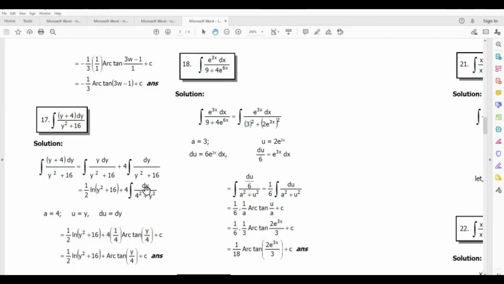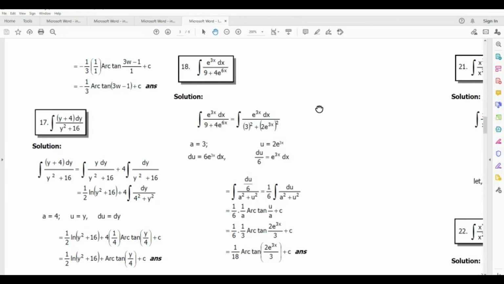Tapos ito naman, hindi na pinakita yung solution. Ito naman, magiging 4 squared tsaka y squared. So your a is equal to 4, your u is equal to y, your du is equal to dy. Diretso na in-integrate, this is 1 over a, arctan u over a. Okay, so 1 over a ito, 4. Arctan of u over a, so u is y, tapos a is equal to 4, plus c. So simplify, cancel yung 4. 1/2 ln of quantity y squared plus 16, plus arctan y over 4, plus c.